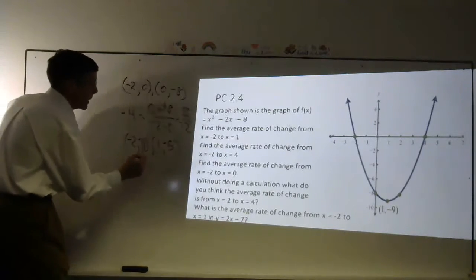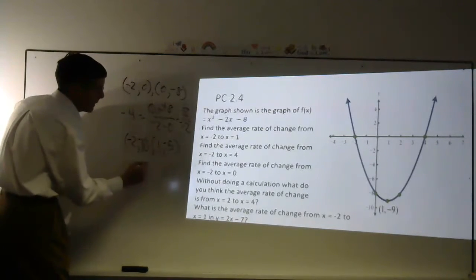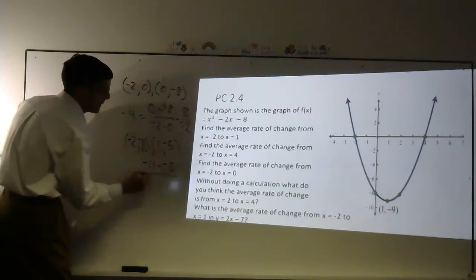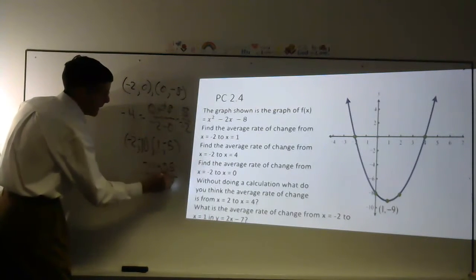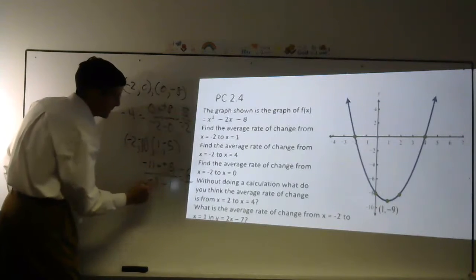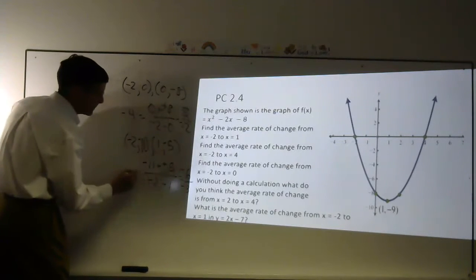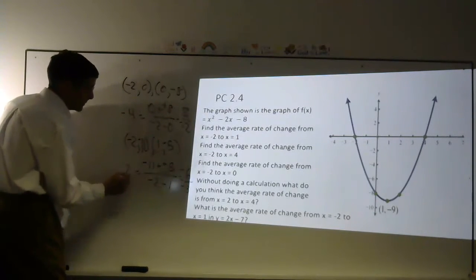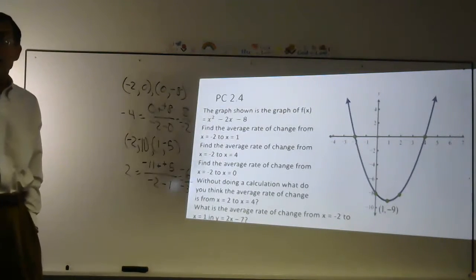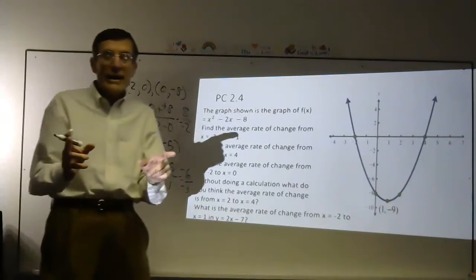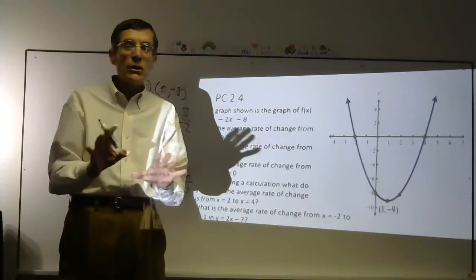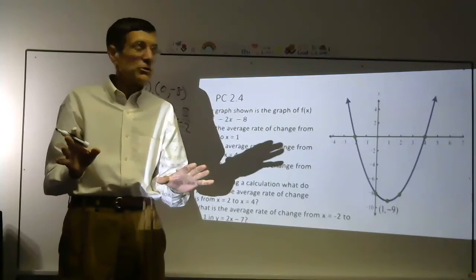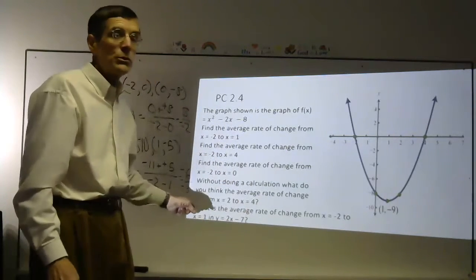Now, do your delta y's. I'll subtract this way. -11 minus -5, -2 minus 1. I get -6 over -3. Rate of change is 2, right? And why shouldn't you have known that without doing any work? What's the rate of change from -2 to 1?